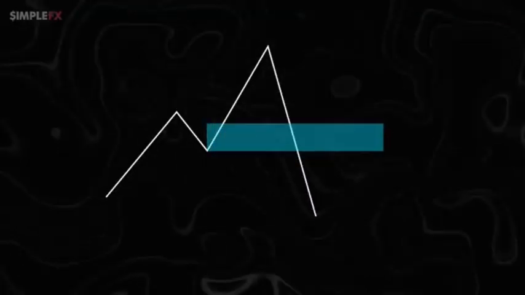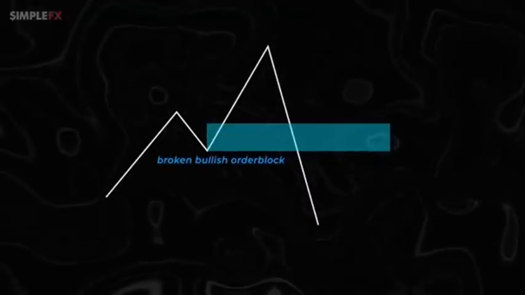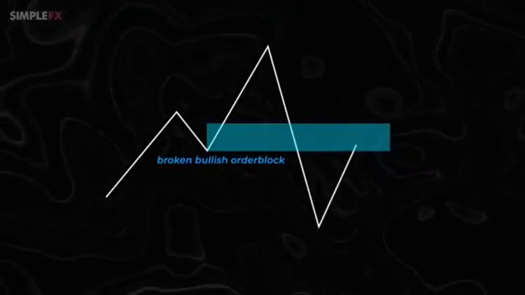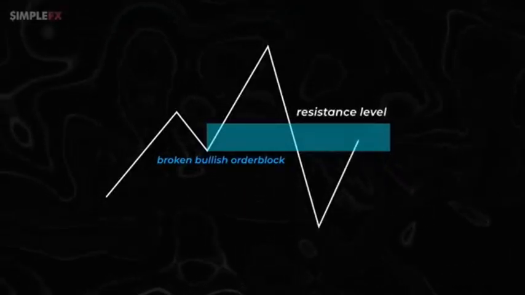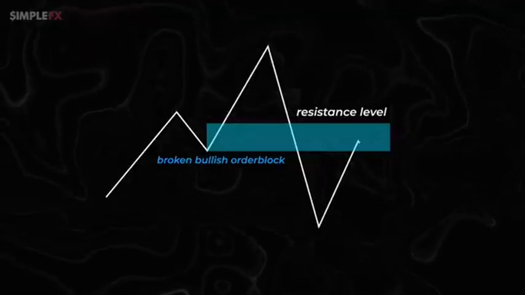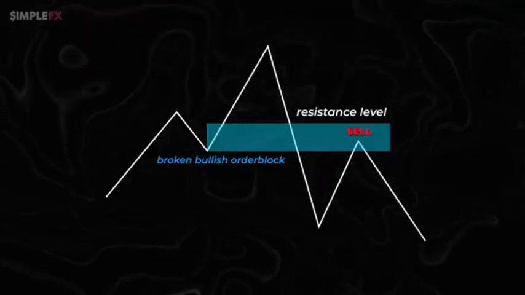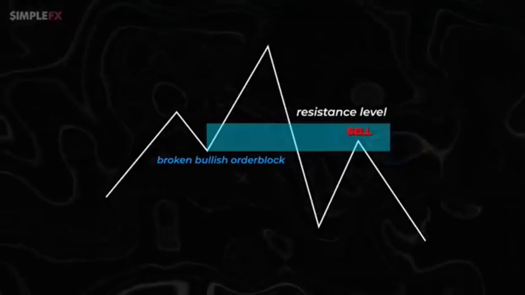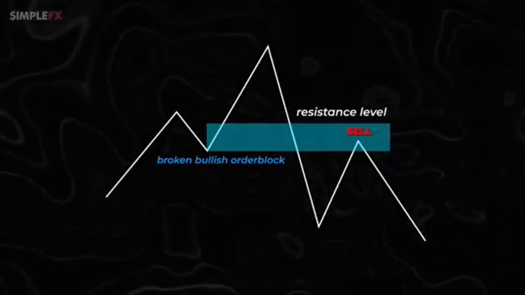What is a breaker block? A breaker block is a previously valid order block that has been broken. Once an order block is broken, the price may retrace back to that level, and it can act as a potential resistance level, where the price may reject this level. This gives us an opportunity to short at the breaker block. Keep in mind that breaker blocks are typically one-time use. After the price breaks and retests the level, their effectiveness is usually done.